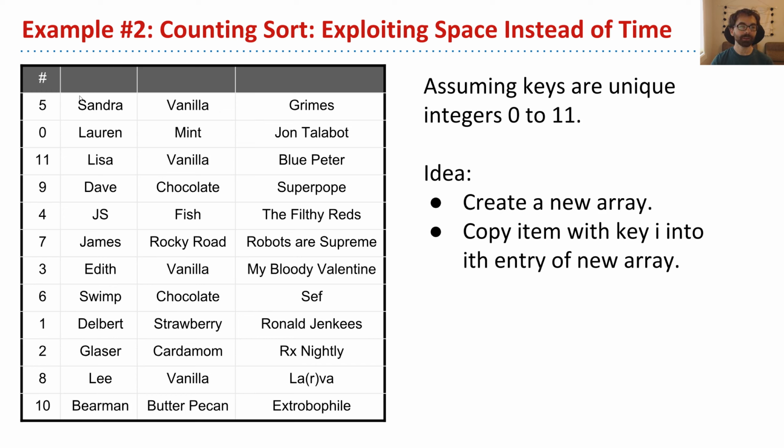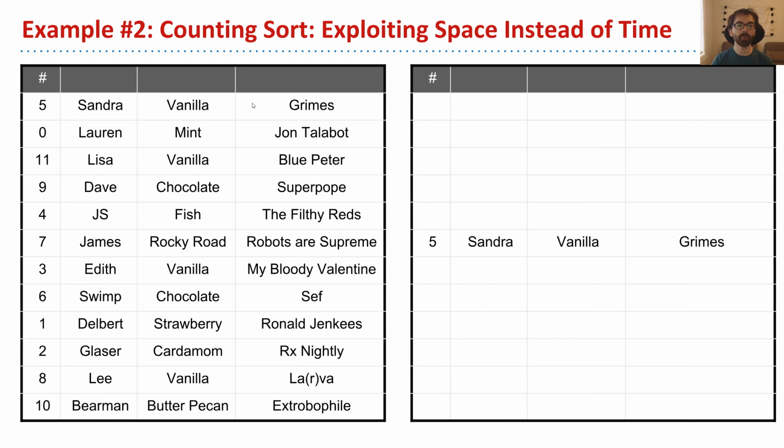So for example, we have Sandra, who likes presumably vanilla ice cream, and Grimes. Okay. So what we'll do then is we create a new array, and we say, Sandra, you're in the wrong location. You should be in location 5. So these array entries are 0, 1, 2, 3, 4, 5, and so forth. So we copy over Sandra, vanilla, Grimes, and 5.